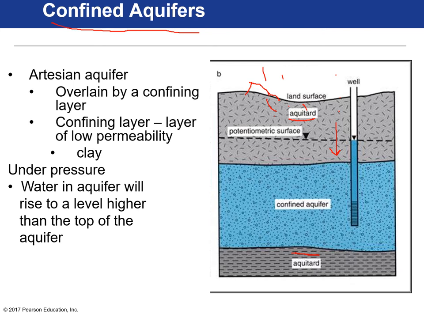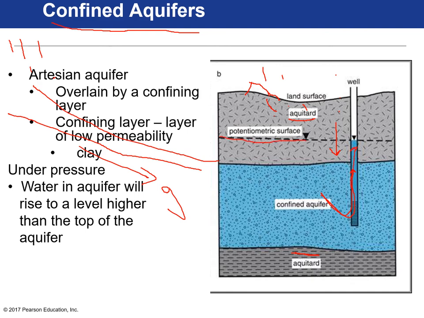A lot of times confined aquifers, the water itself can be under pressure, right? Sometimes the recharge areas are at higher elevations. So here's the recharge area, it rains. And then the water table level kind of also goes up. And so that provides a lot of pressure because of gravitational forces. And so the water in a confined aquifer can rise up to what we call the potentiometric surface. And the potentiometric surface is the surface of the groundwater at those higher elevations.